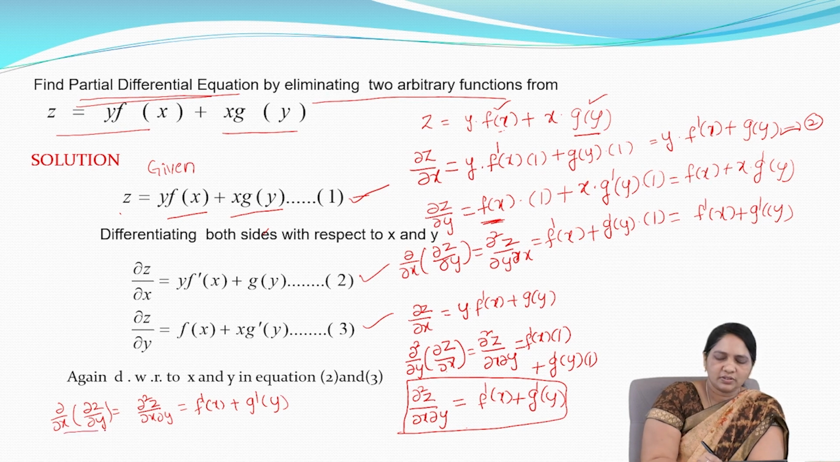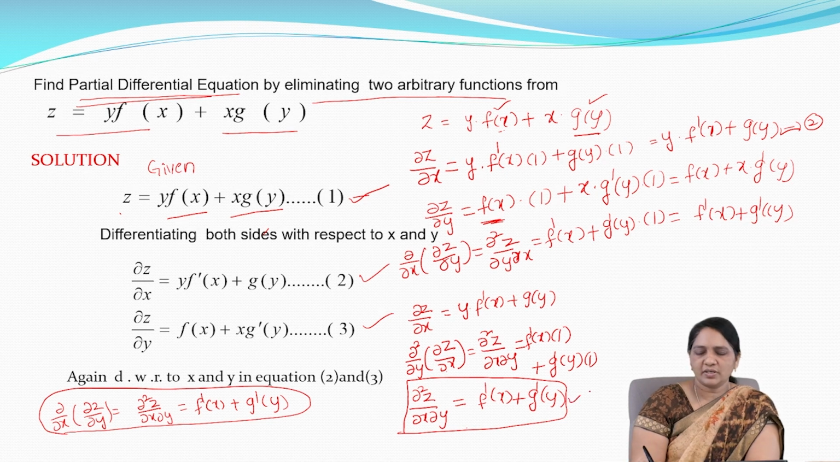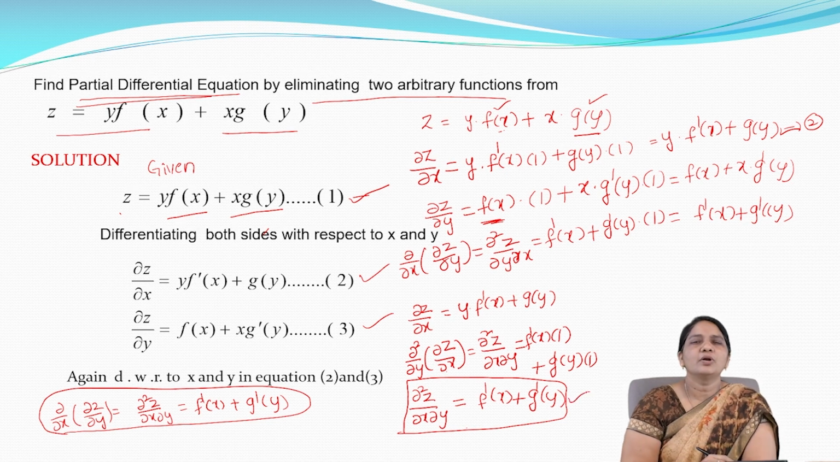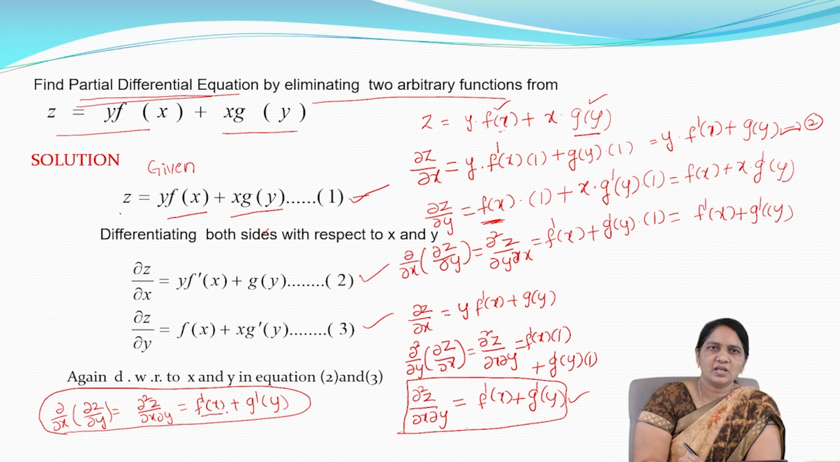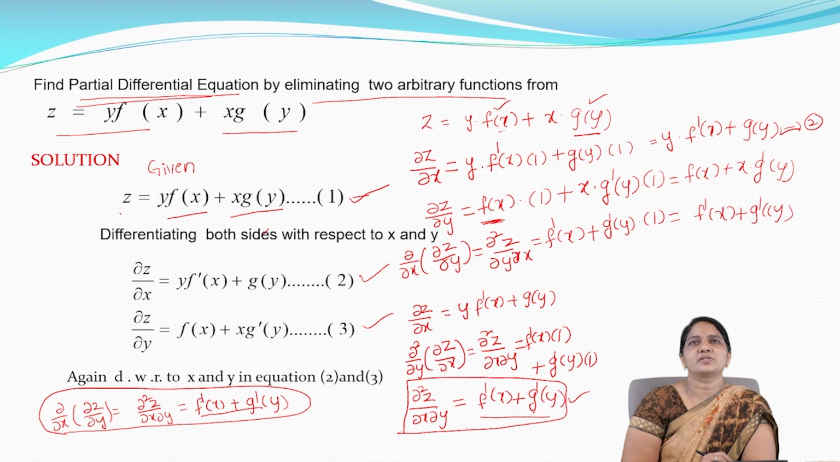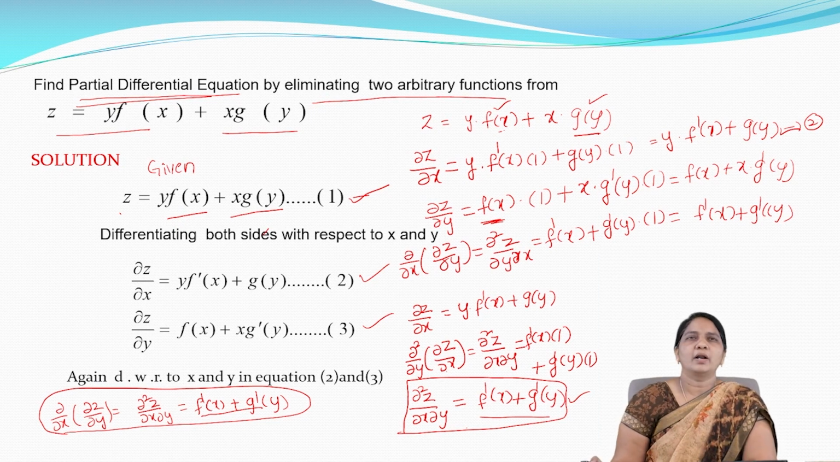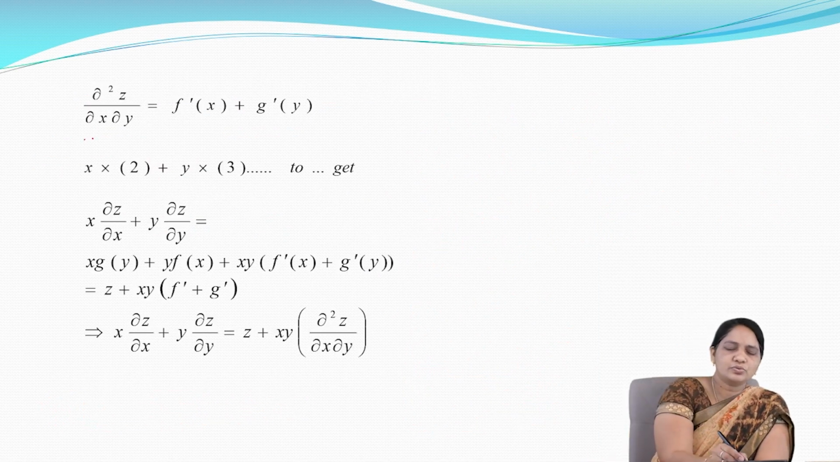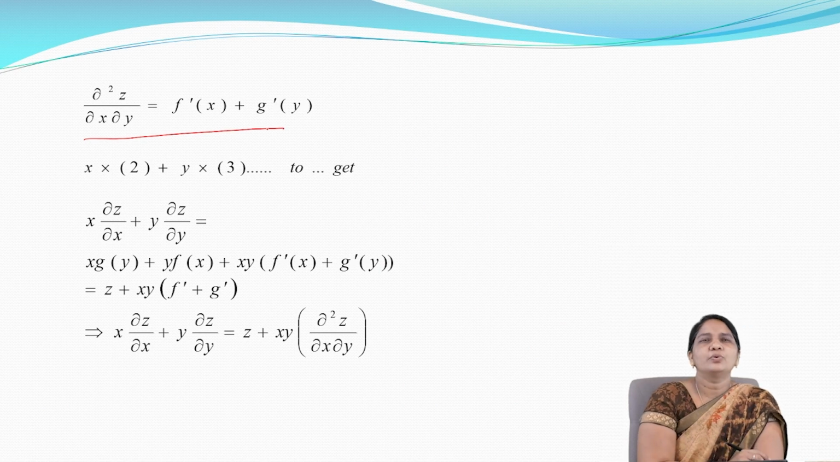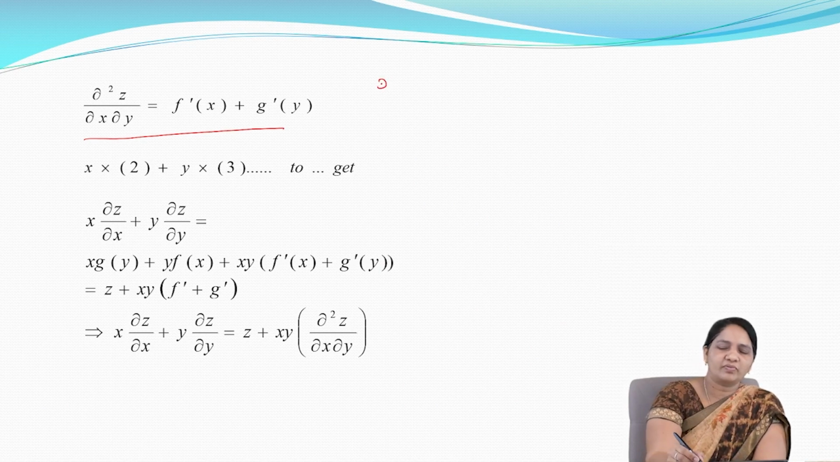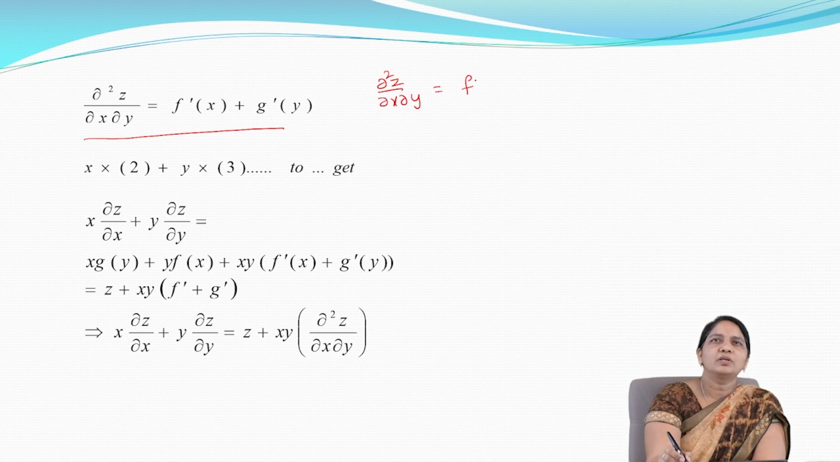So for the third equation also I got the dou square z by dou x dou y value. For the second equation also I got the dou square z by dou x dou y value the same, that is f dash of x plus g dash of y. Same thing I am writing here in the next step. So after simplification I got dou square z by dou x dou y equal to f dash of x plus g dash of y.